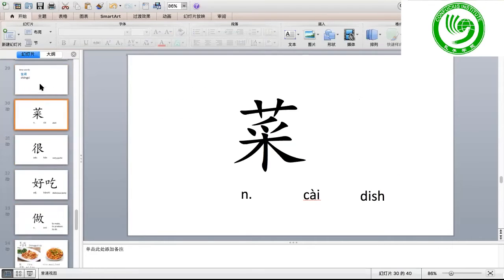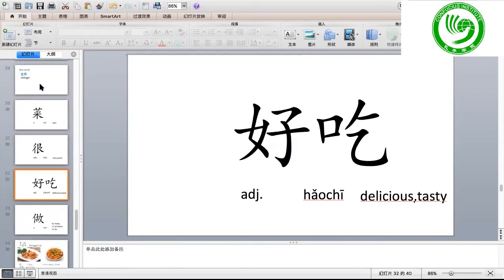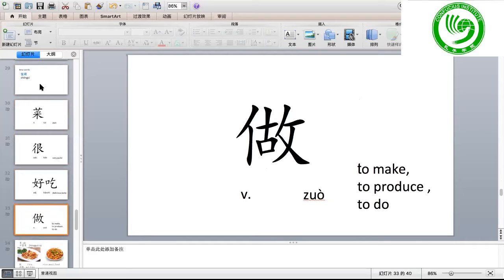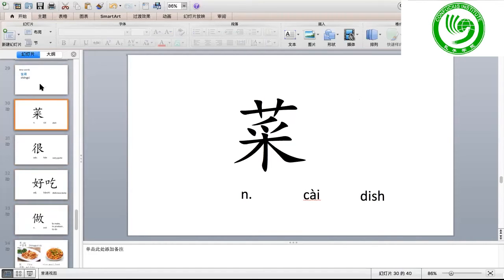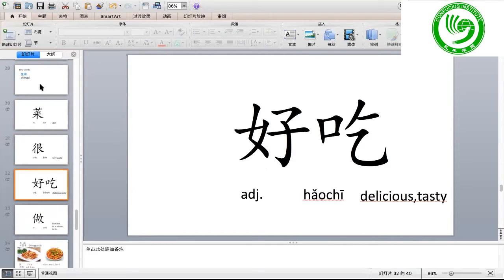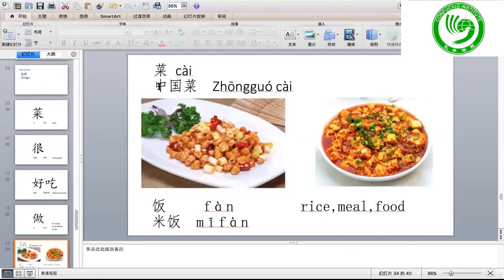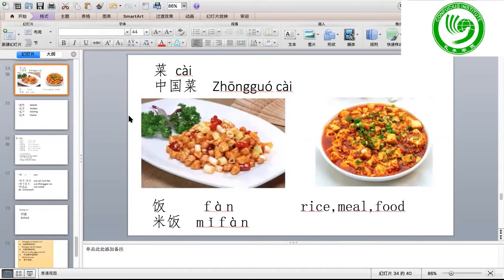菜，很好吃。做。Now you read it, please. 很好。So I want to explain some of these. The first one, 菜 means dish. Then how to say Chinese food? It is 中国菜。中国菜。Have you tasted Chinese food before? Have you tasted 中国菜 before?